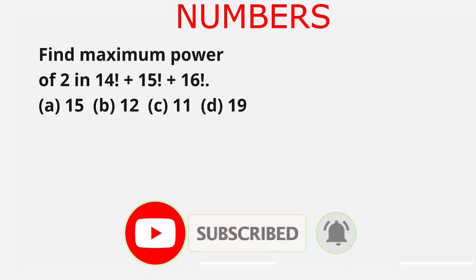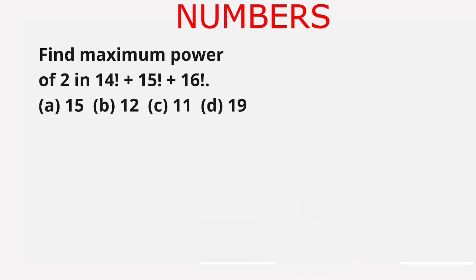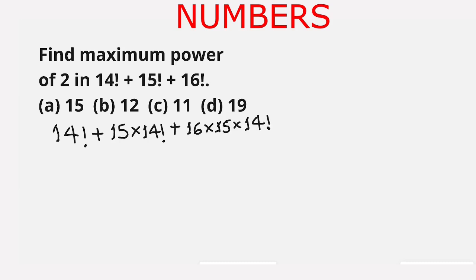We have to find the power of 2 in 14 factorial plus 15 factorial plus 16 factorial. We can write 14 factorial as it is, plus 15 factorial can be written as 15 multiplied by 14 factorial, plus 16 factorial can be written as 16 multiplied by 15 multiplied by 14 factorial. We take common 14 factorial.